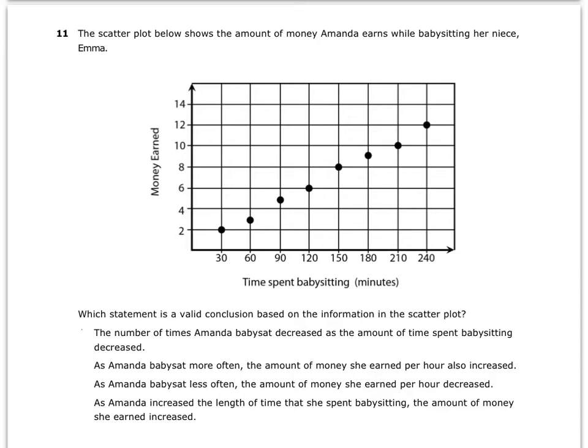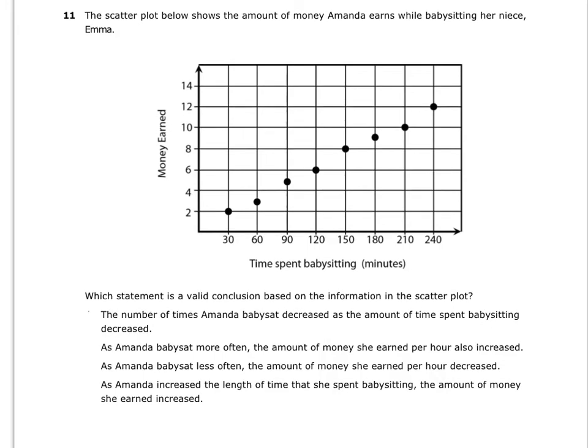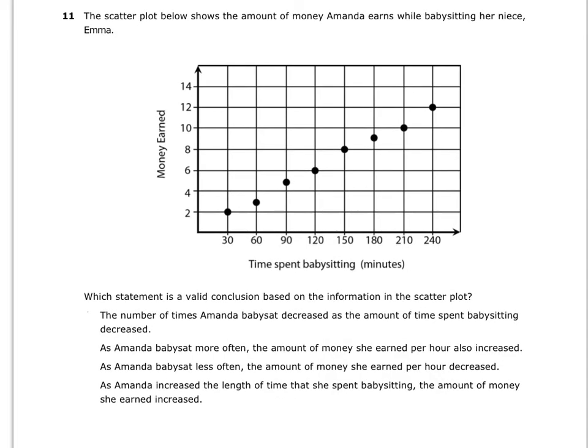Number 11. Number 11, we have a scatter plot that shows money earned and time spent babysitting. Now, I'm going to tell you right now, a lot of people are going to miss this problem, so they need to make sure that they're paying attention and they're watching up at the board. I'm watching. Alright. On the left, we show money earned. On the bottom, we show time spent babysitting. It says the number of times Amanda babysat decreased as the amount of time she spent babysitting decreased.